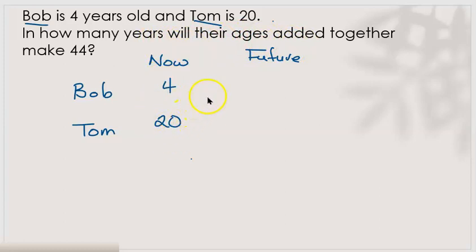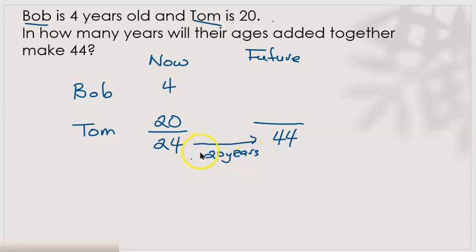So we do not know how far in the future. They're asking us to figure that out. And they're telling us that when we add up their ages in the future, we should get 44. So what we'll have to do is figure out when we add their ages now, how much do we get? 20 plus 4 gives us 24. Okay, so their ages added together is 24 now, but we are looking for when their ages will be 44. How many years is it between 24 and 44? Correct, that's 20 years.